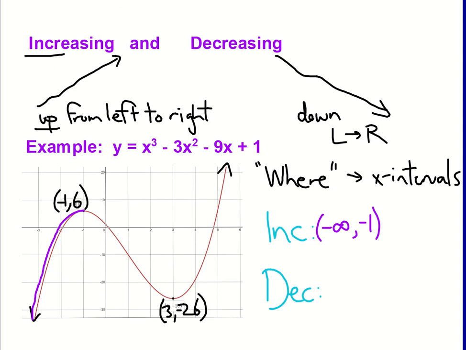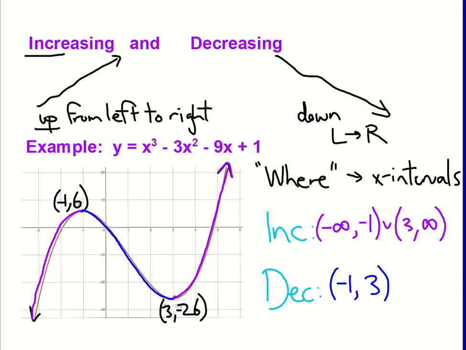Now I'm going to continue tracing. From where I was, I'm going to keep going. Now the function is going down like a slide. So it would be decreasing from -1 to 3. Again, I'm only looking at the x values. And then if I continue tracing, now the function is going up again. So I would add that to my increasing intervals, that from 3 to infinity, the function would be increasing.